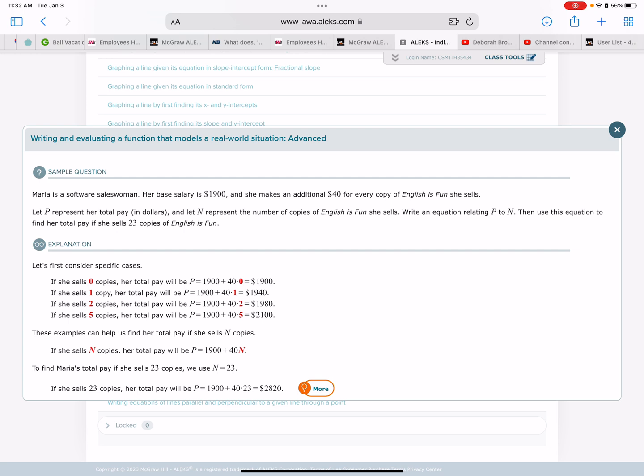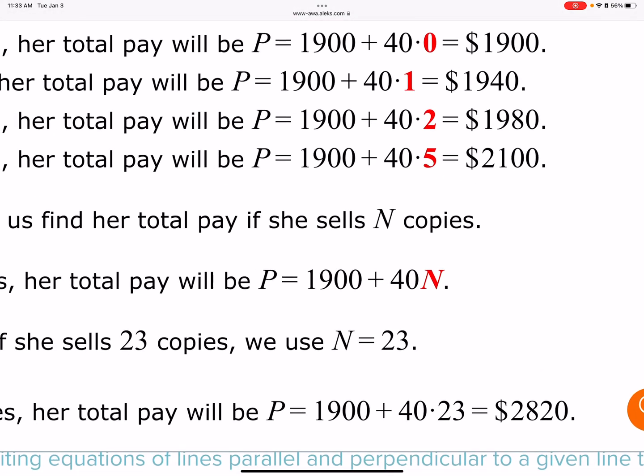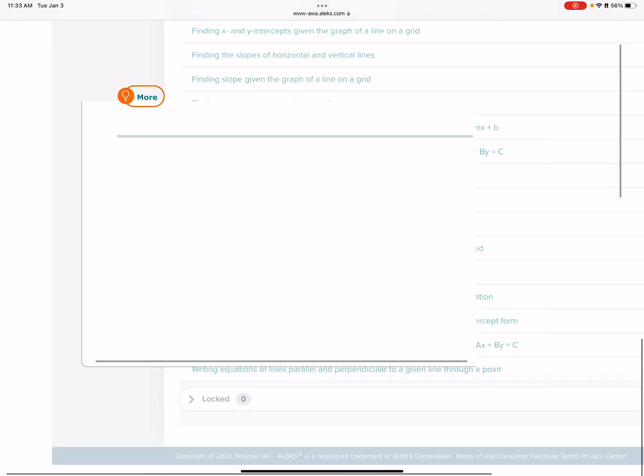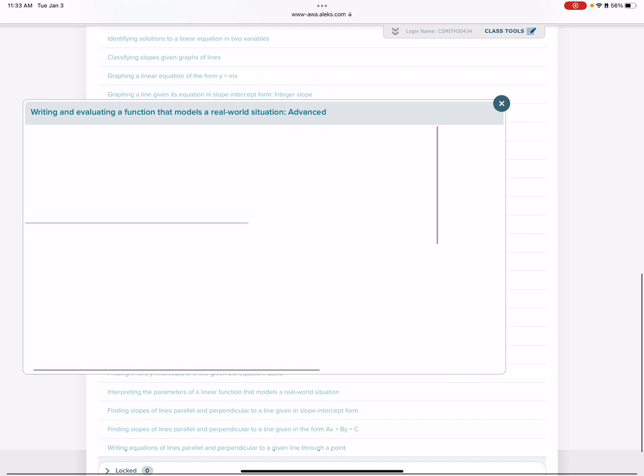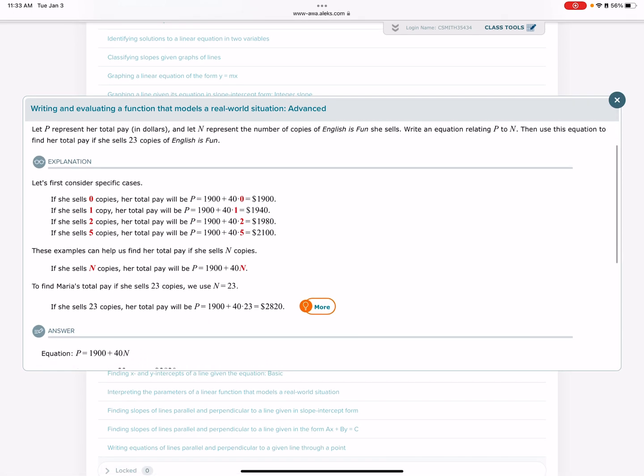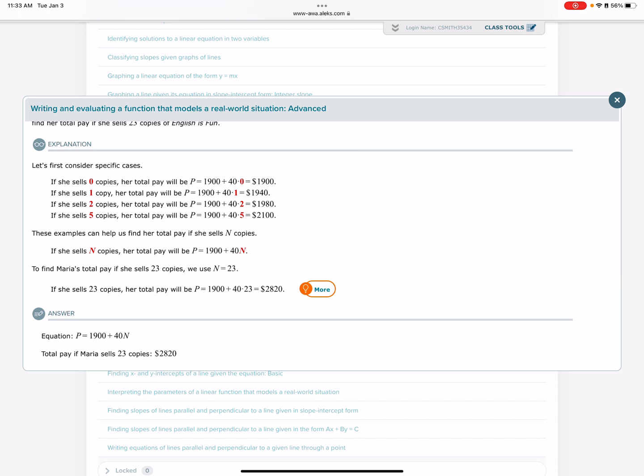All right, so first of all, it's showing specific cases. For the explanation, basically she's making $1,900 base plus $40 times each one she's selling. So this is how we come up with this equation: P, which is pay, equals 1,900 plus 40N, N being the number of copies. To find out how much she earns if she sells 23 copies, we just multiply that by 23.